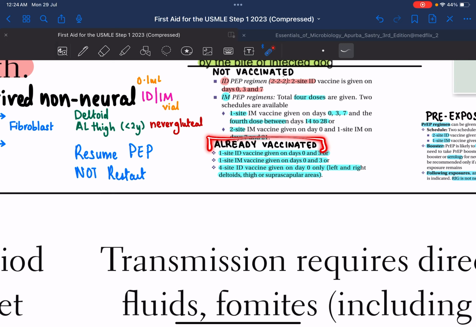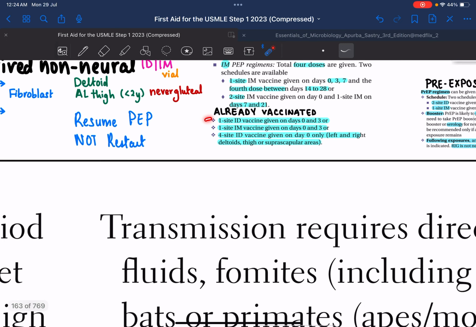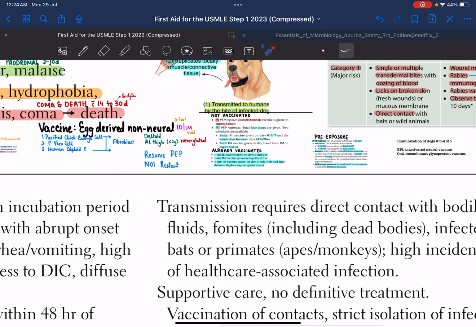If the patient is already vaccinated, we might give any of these 3: either a 1-site intradermal vaccine on day 0 or 3, or a 1-site intramuscular vaccine on day 0 or 3, or a 4-site intradermal vaccine on day 0. Okay, we have to give it in either deltoid, thigh, or suprascapular region. Okay, this is about the post-exposure prophylaxis.